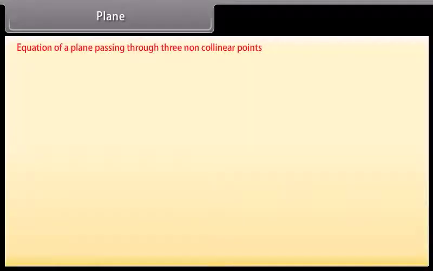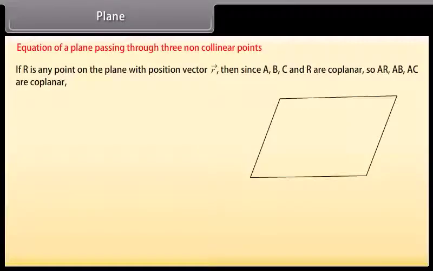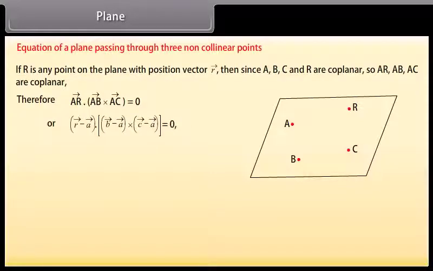Equation of a plane passing through three non-collinear points. If R is any point on the plane with position vector R, then since A, B, C, and R are coplanar, so AR, AB, AC are coplanar. Therefore, dot product of vector AR and cross product of vector AB and vector AC equals 0. Or, dot product of vector R minus vector A and cross product of vector B minus vector A and vector C minus vector A equals 0.